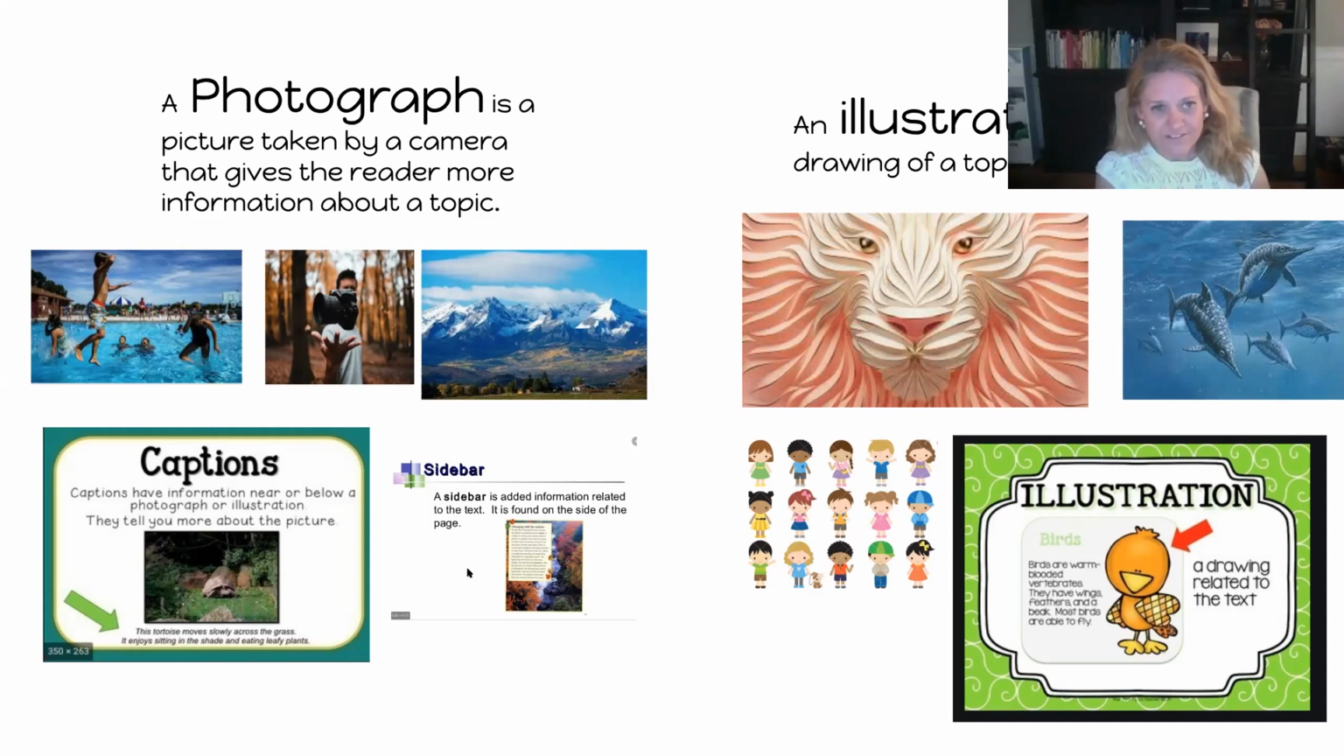Another feature that we can find in nonfiction text is known as a sidebar. Now, it's just a fancy way of saying the text box that's on the side of your text. So it's in the side column of your text.